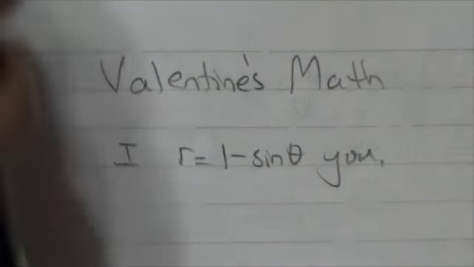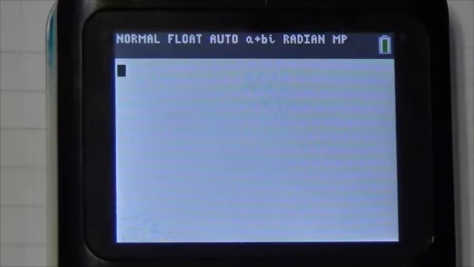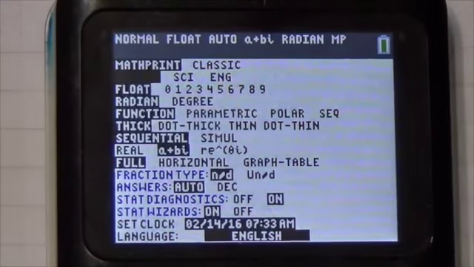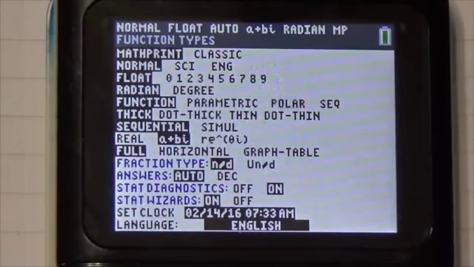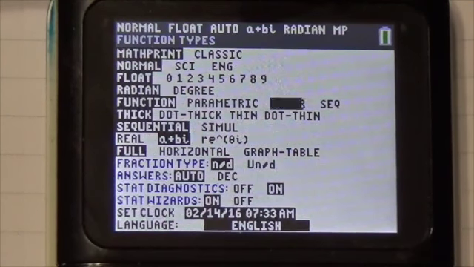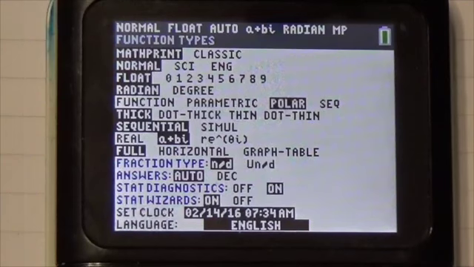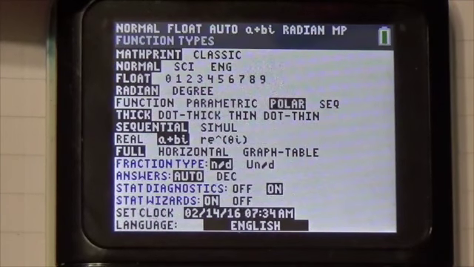Now, let me show you what's going on here. So first of all, go to your calculators and we're going to press our mode button. And we're going to come down here to one that we don't use that often. We're going to use polar coordinates. There are different ways of plotting points. And polar coordinates use an angle and a radius to identify specific points. So press enter. Now the calculator's in polar mode here.